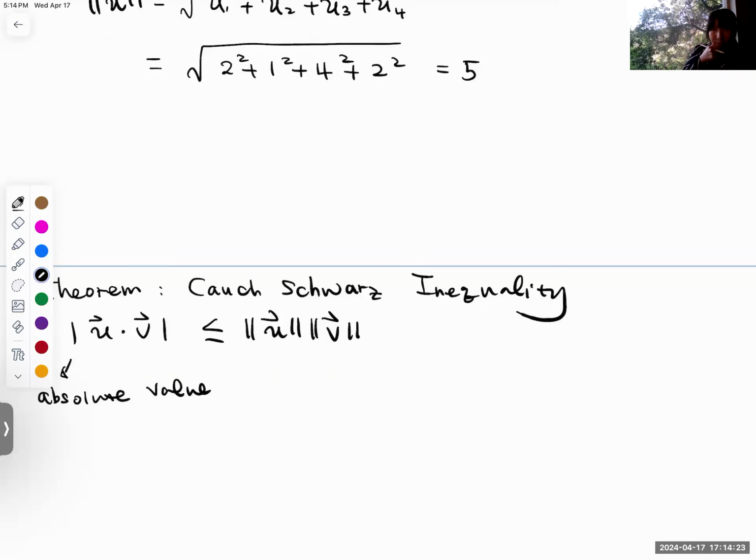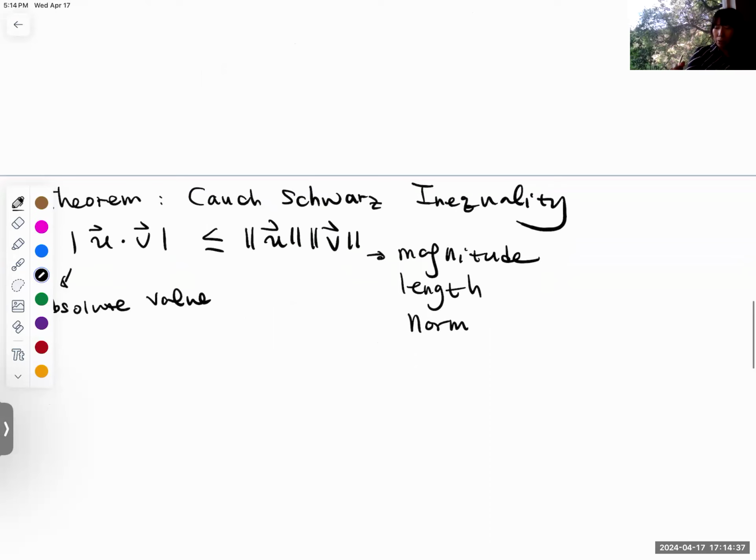So someone said in the chat earlier, right? We call this a magnitude. It's a fancy word, or length. And sometimes we call it the norm, okay? So three different names, but it's the same.